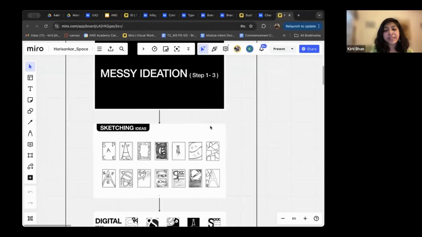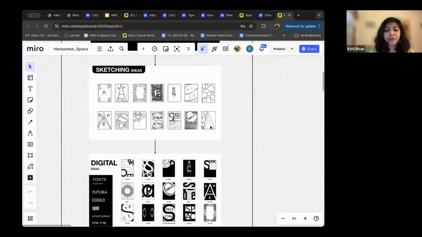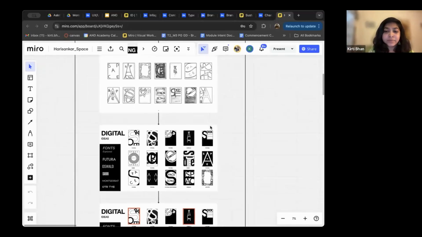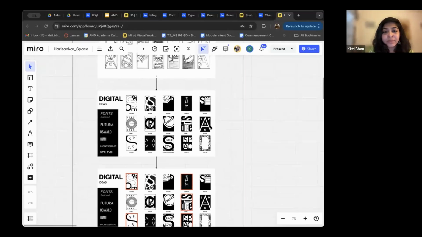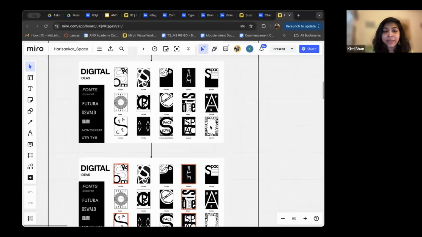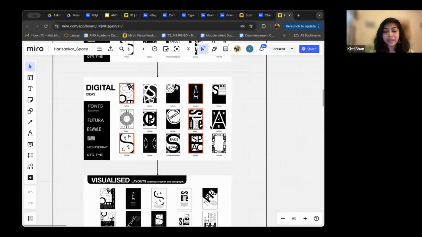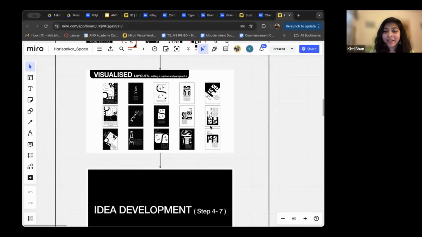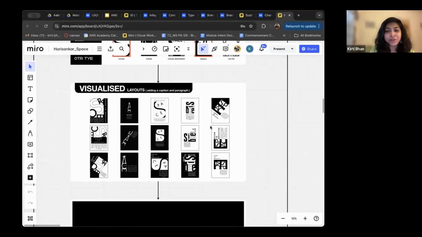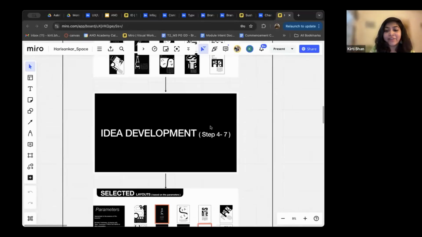So we start with messy ideation, some hand-drawn sketches. Then we select something from them, and after selecting a few, we digitalize them. Then again we select, and again we start and play with the compositions. So the idea development keeps happening.